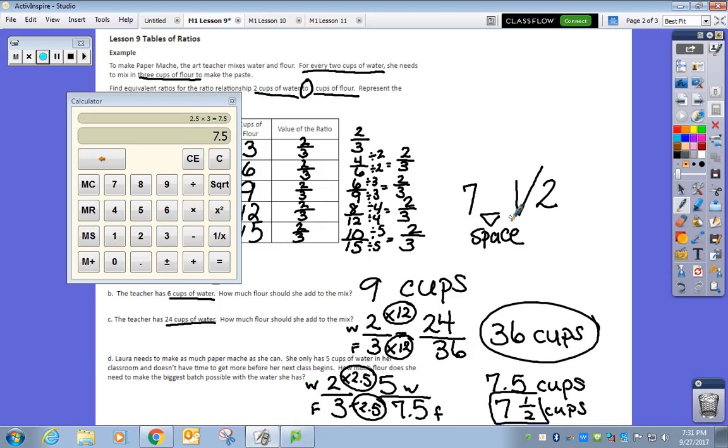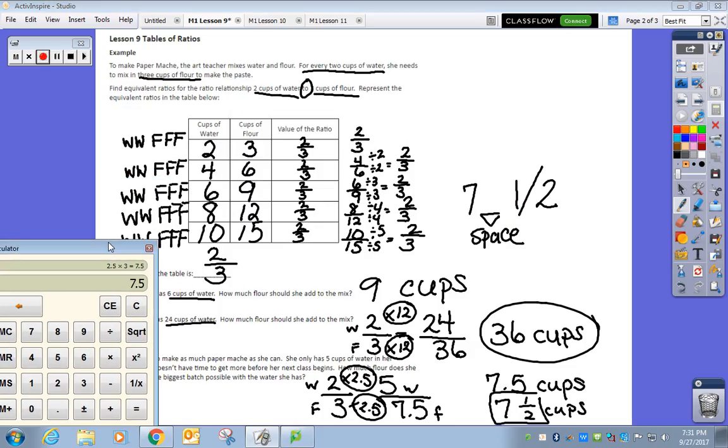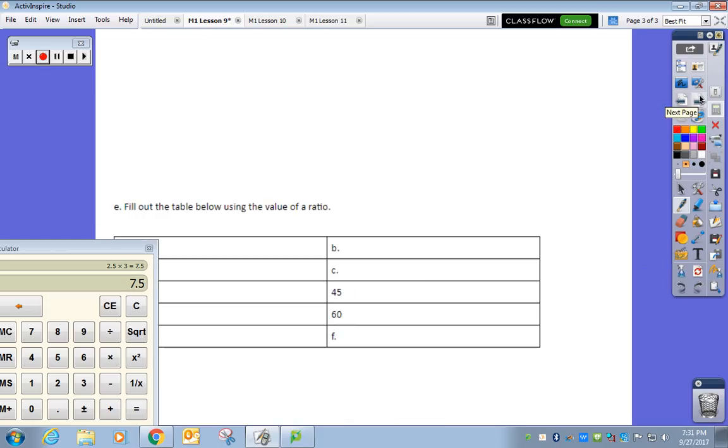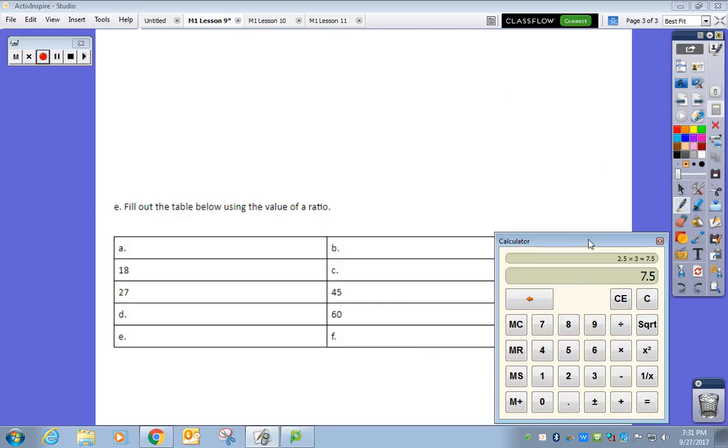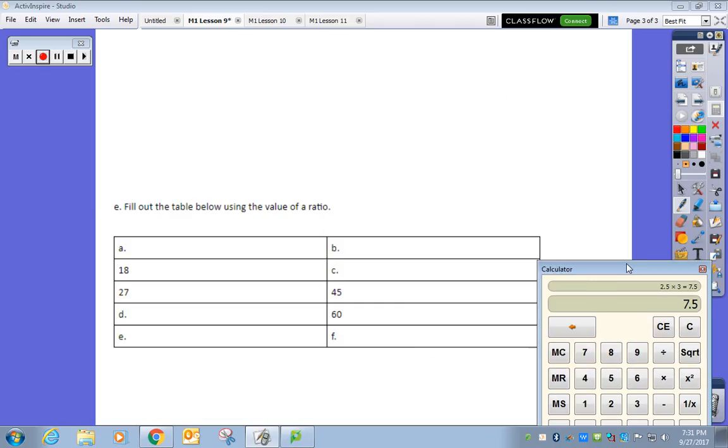Okay, so this was our little introduction to the ratio tables here. And now we're going to look at a different problem. So what this problem is doing is having us, let me move my calculator out of the way, fill out the table below using the value of a ratio.